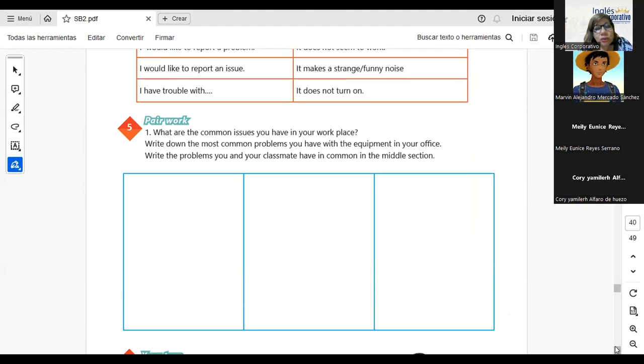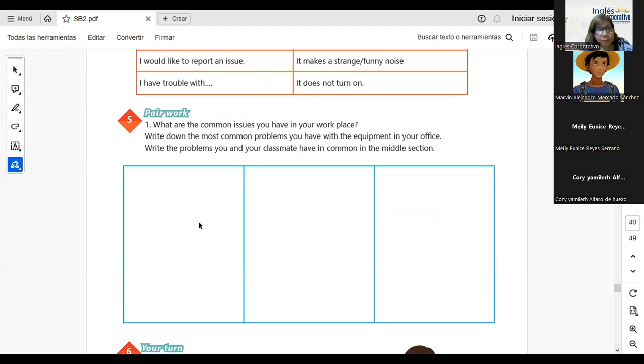You have this chart. What are you going to do? Okay. What are the common issues you have in your workplace? Question number one. Write down the most common problems you have with the equipment in your office. Write the problems you and your classmates have in common in the middle section.